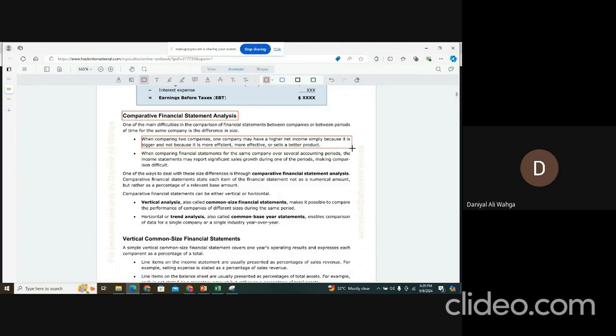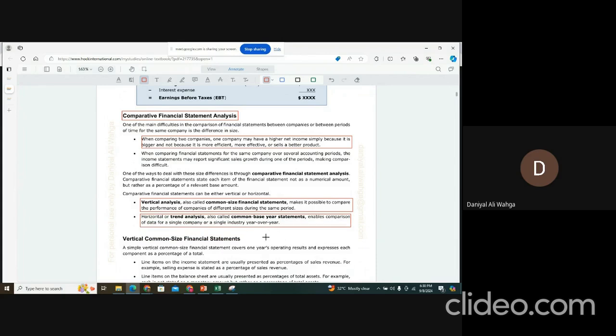As you know, there are two major types of comparative financial statement analysis. First, you have vertical financial statement analysis, and then you have horizontal financial statement analysis. Vertical analysis is also called common size financial statement analysis. You look at the performance of an organization during a time period. You look at a comparison of the performance of both organizations. Secondly, you look at horizontal analysis, or a timely calculation or trend analysis. This is also called common base year analysis.